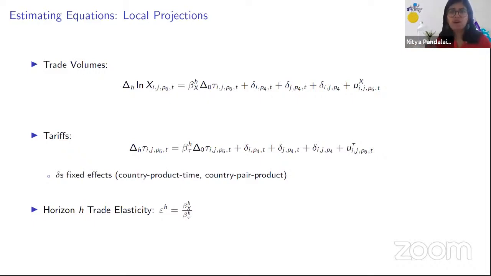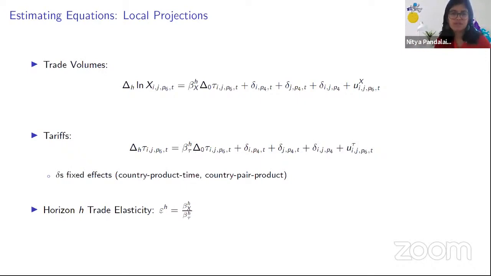But tariff changes can be autocorrelated. They could be staggered, and we're going to show in the data that in fact they are autocorrelated. And so to take this into account, we also estimate local projections equations for tariffs. This amounts to regressing the h period change in tariffs on the initial tariff shock to see how much of that initial tariff impulse survives over h periods.